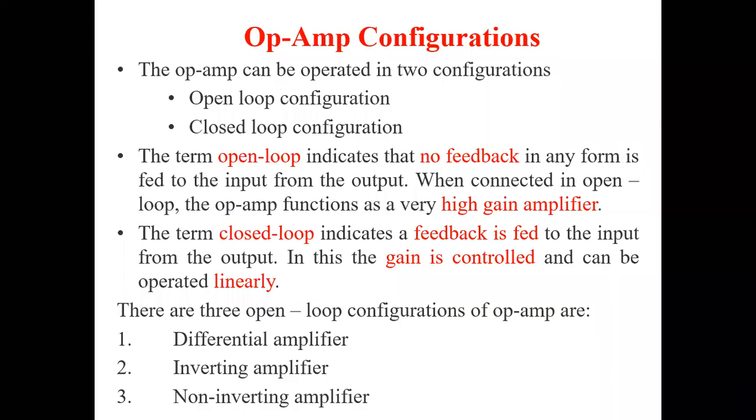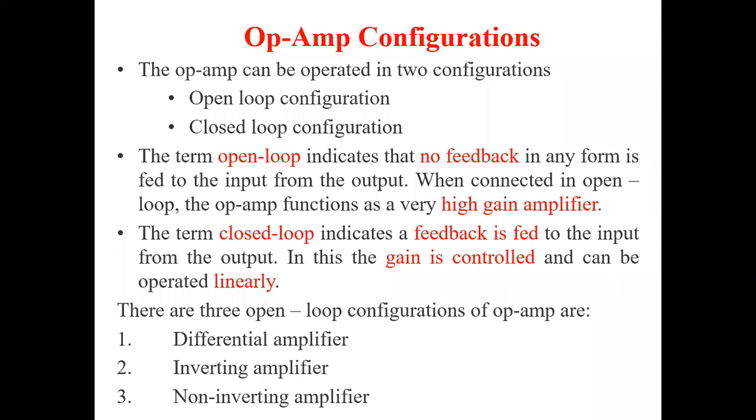Open loop configuration, another one is closed loop configuration. The term open loop indicates that there is no feedback in any form taken from the output to the input. When connected in open loop configuration, the op amp will act as a high gain amplifier, because the gain is very high in open loop configuration.